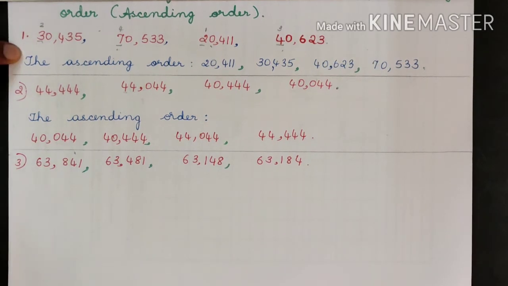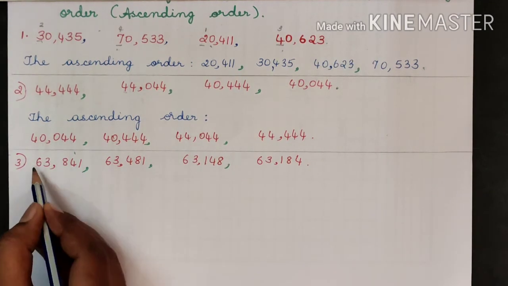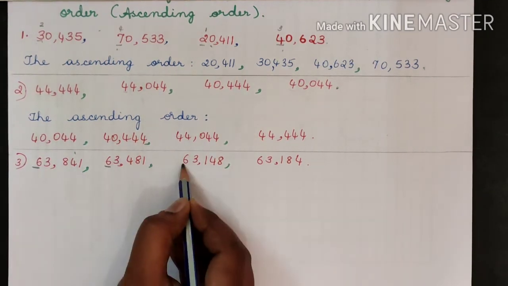63,841, 63,481, 63,148, 63,184. Now I want you to solve it along with me. So let us follow the method. Compare the numbers in 10,000s place. We have 6, 6, 6, 6.